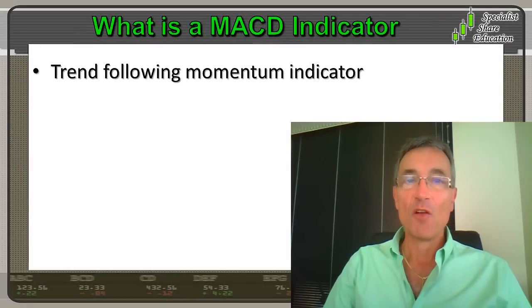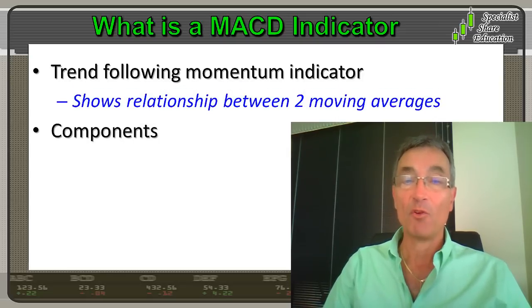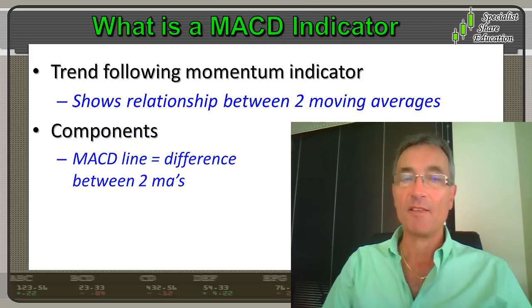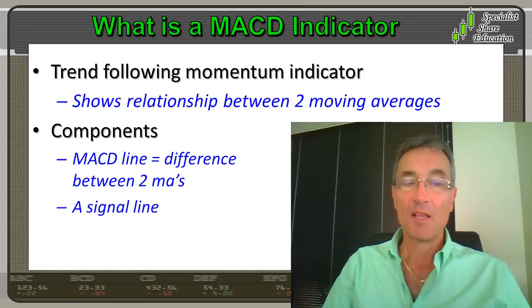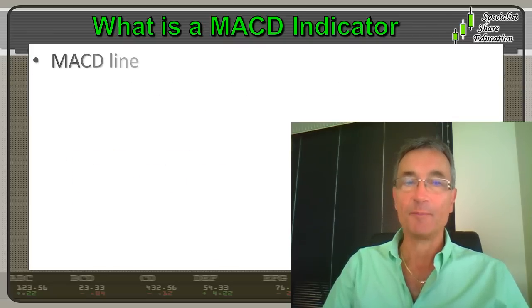So the MACD is a trend following momentum indicator is how it's classified, and there are several of them. And what it does, it shows the relationship between two moving averages. We'll have a look at this in just a minute. But there are three components. The first one is the MACD line itself, which is the difference between two moving averages. There's then a signal line, and then there's a histogram.